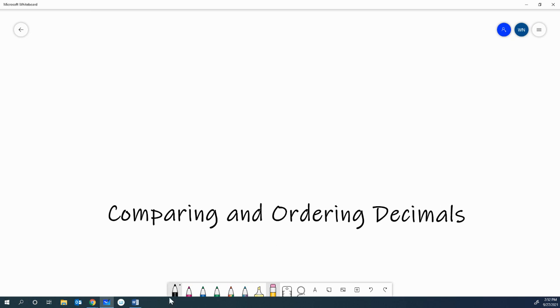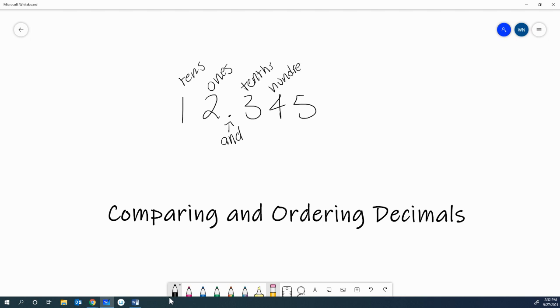So let's say I give you the number 12 and 345 thousandths. Let's remember that this is the tens place. This is the ones place. We've got our decimal point, which means "and." Now we've got our tenths, our hundredths, and our thousandths. I cannot spell today.